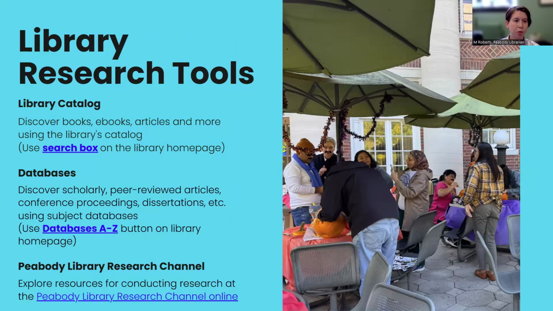Just to talk a little bit more about some of the research tools that we do have available. Our library catalog can be found right on that library homepage that we were talking about earlier. And again, that's a really good place to start your research. If you're not totally sure, maybe you know what topic you want to research, but you haven't quite narrowed down your research question yet, it's a good place for generally broad searching.